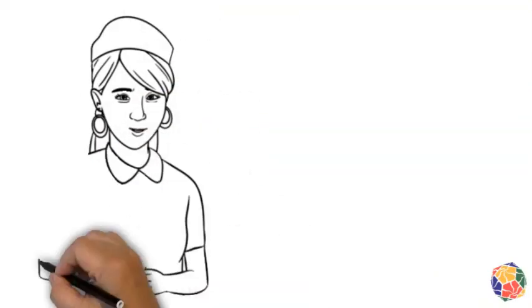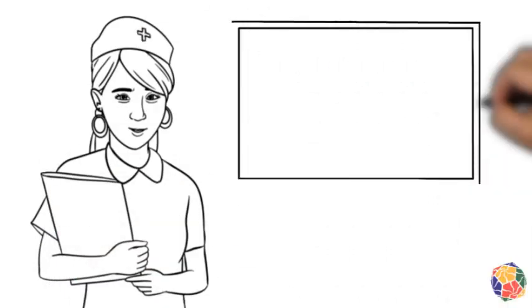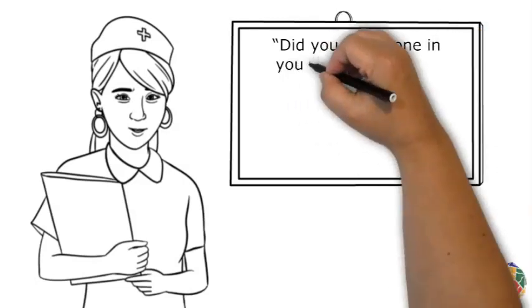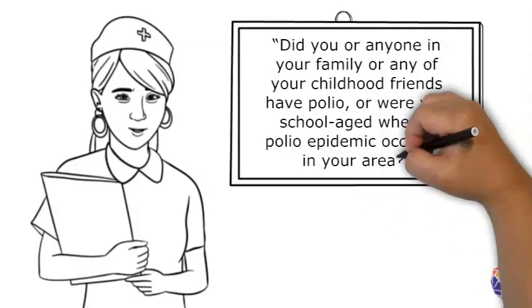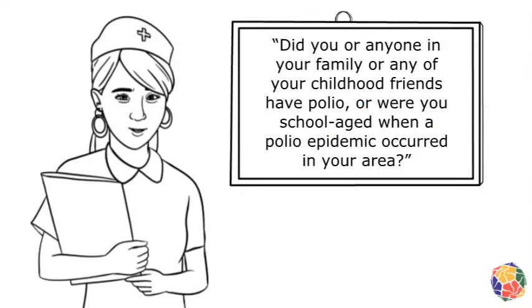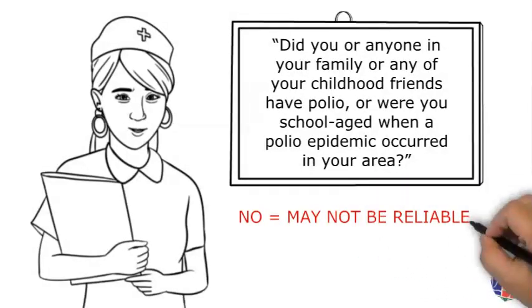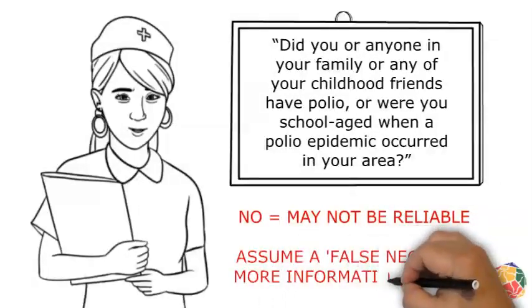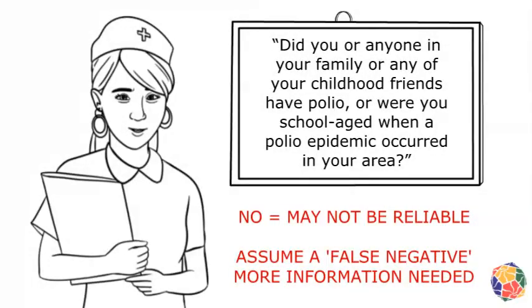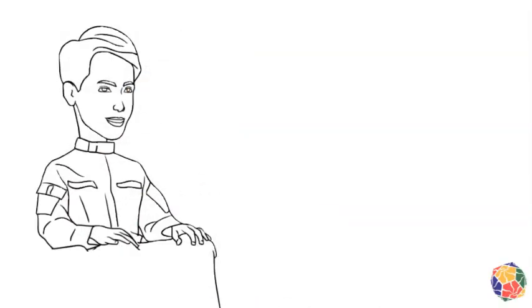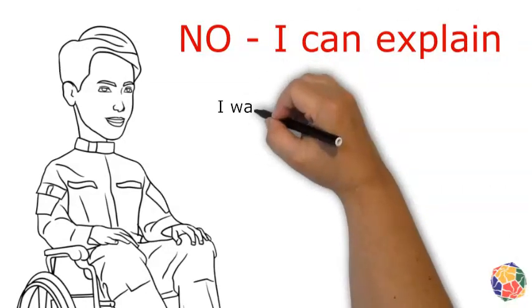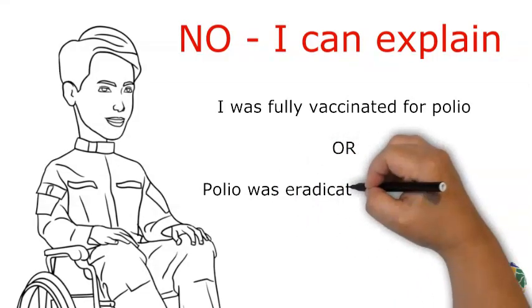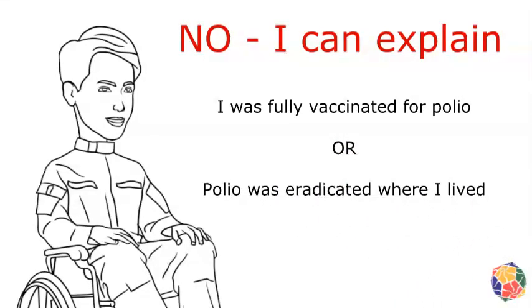But what if someone doesn't know they were exposed to polio? They will answer no when asked, did you or anyone in your family or any of your childhood friends have polio, or were you school-aged when a polio epidemic occurred in your area? But clinicians need to consider how reliable that no answer is. We cannot expect Australians to self-assess their polio exposure, just like how we cannot expect them to self-diagnose a concussion when playing sport. Some people will say no because they are sure they were fully vaccinated as a child and/or they were living in areas where polio had been eradicated.